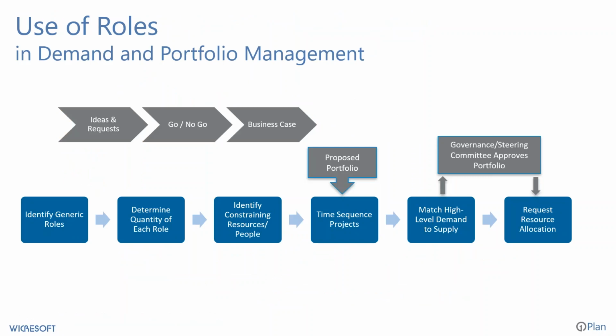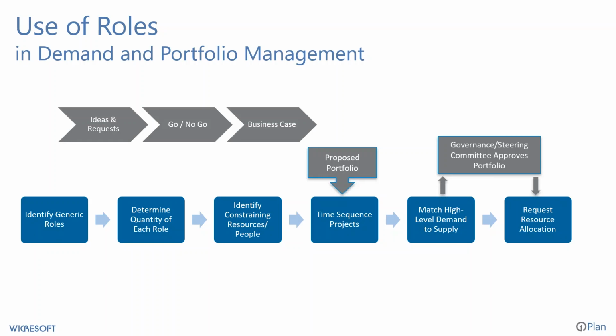Now, if we look at the use of roles, and this is where people start with capacity planning and demand and portfolio management, it really should be dovetailed with the overall project and portfolio management process and the governance process in your organization. If we look up top, from very early on when we get ideas and requests and we try to move towards a go, no-go decision, or ultimately in complex projects that require funding and capital dollars, get a full-blown business case put together. And that may include some preliminary resource estimates of what we think it's going to take to deliver that project even before we get it proposed.